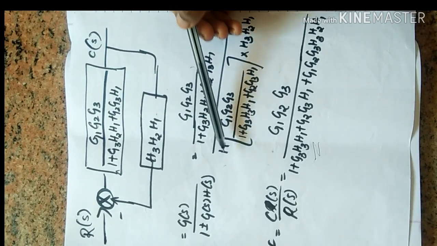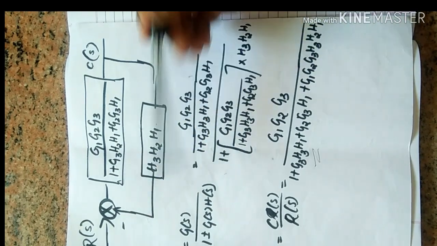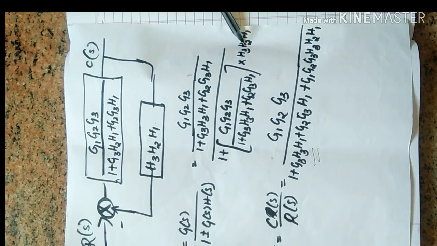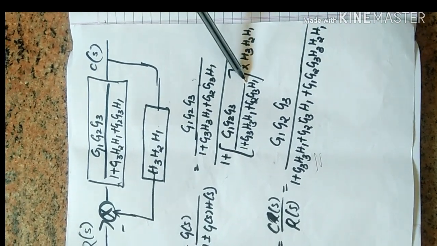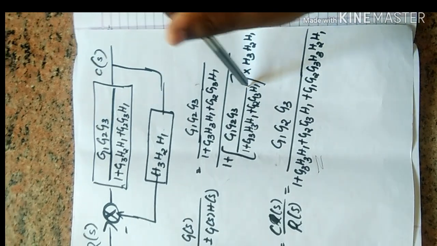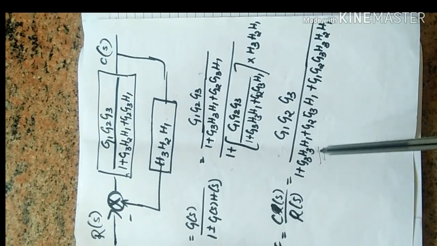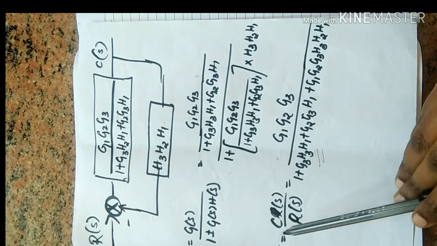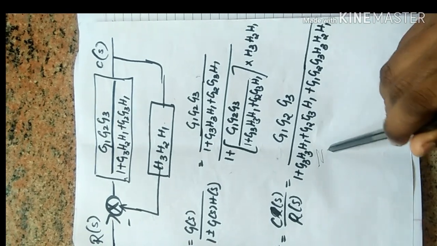G(s) divided by 1 plus, because of negative feedback, G(s) into H(s), and by using this LCM method you can solve this. The final answer is the transfer function of the entire block diagram.